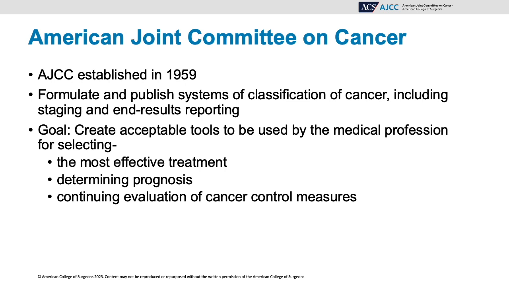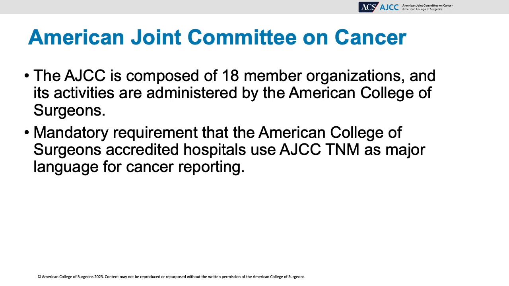The goal of all this is to create an acceptable tool to be used by medical professionals for selecting the most effective treatment, for determining prognosis, and for continuing evaluation of cancer control measures. The AJCC is composed of 18 member organizations. Its activities are administered by the American College of Surgeons. The American College of Surgeons requires that for Commission on Cancer accreditation, the AJCC TNM system is used as the major language for cancer reporting.